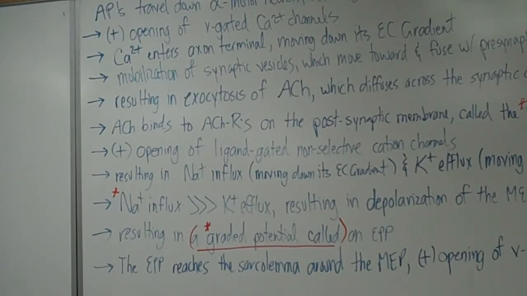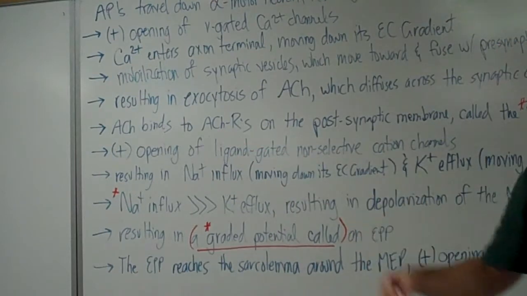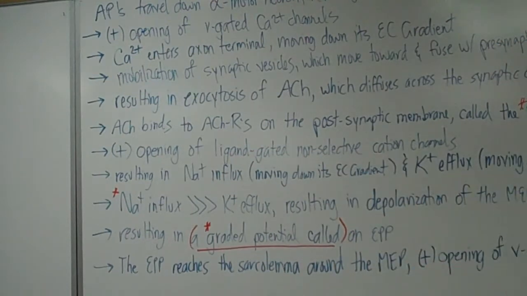You could just say sodium influx exceeds potassium efflux because sodium has a larger EC gradient and potassium has a smaller EC gradient. That's what happens. Or you could take it a step further and explain why sodium has a larger and potassium has a smaller gradient, in which case you need to talk about equilibrium potentials. But there's varying degrees of how much extra you want to put. I see.